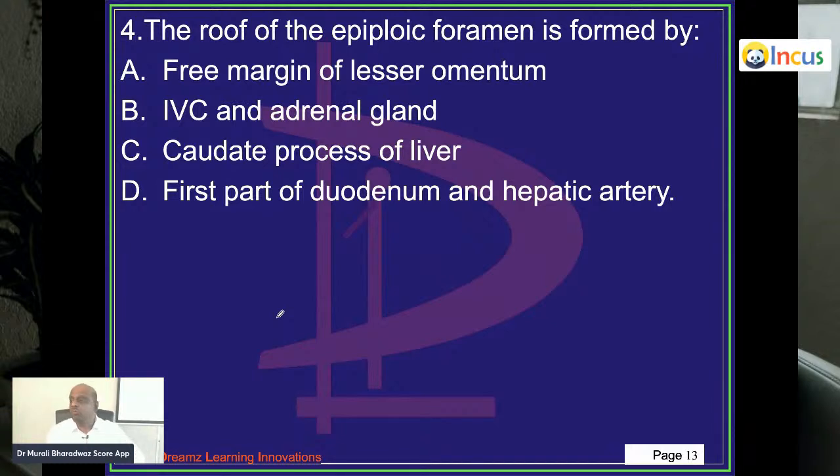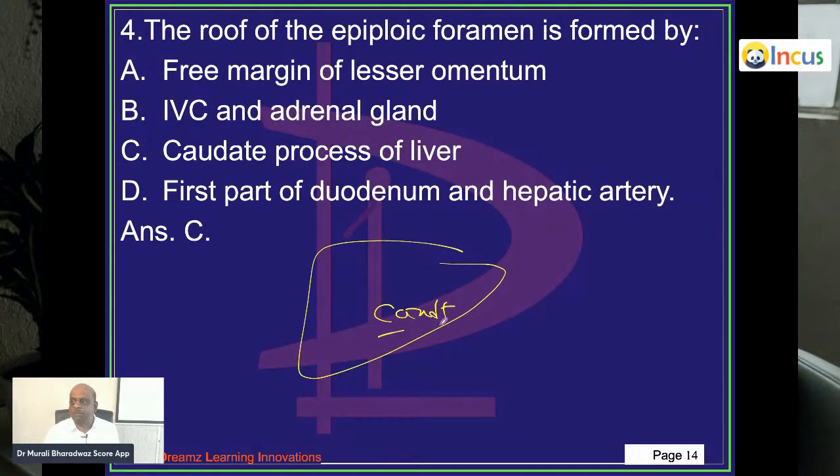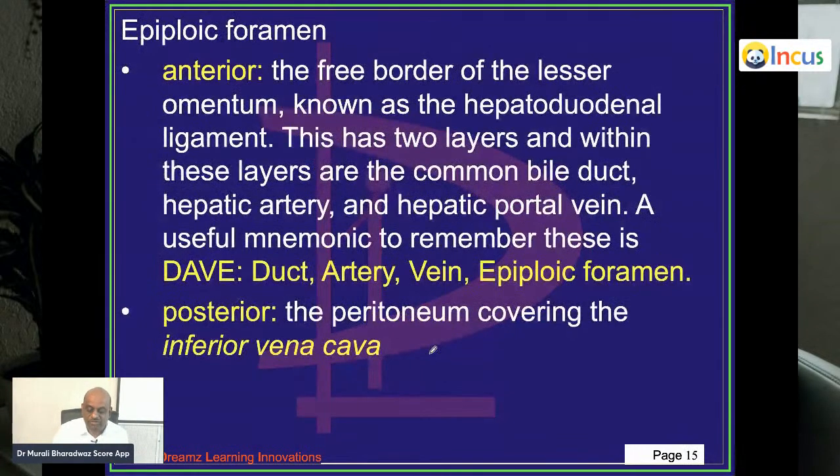Now, the roof of the epiploic foramen. So all the boundaries of the epiploic foramen you should know. Caudate process of the liver. If you look, the liver has so many lobes. One of the lobes is the caudate lobe. The caudate lobe typically forms the roof of the epiploic foramen. And what is the importance of the epiploic foramen? Through that, the bile duct, hepatic artery, portal vein, all this triad is there, no? That is very close to the epiploic foramen, is what you need to remember.